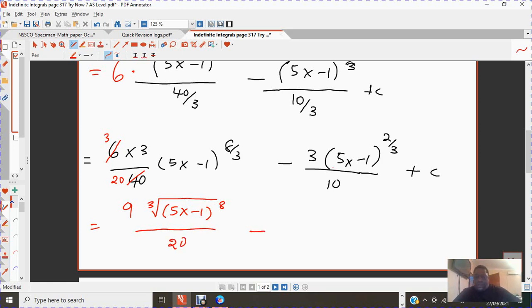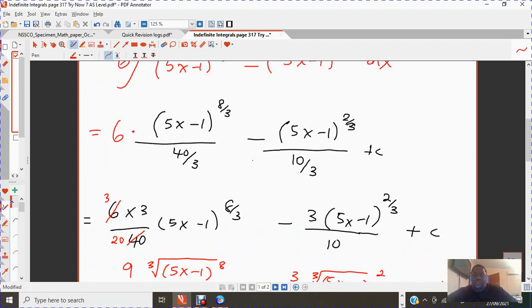minus, well, this is going to be 3, again, multiplied by the cube root of the quantity 5x minus 1, put that in bracket, all squared, all over 10, plus c, which is the constant of integration. Okay, so that is what that question then simplifies to. So if you agree with me, there's quite a lot of algebra work that you need to pay attention to, and then you should be on the right path.